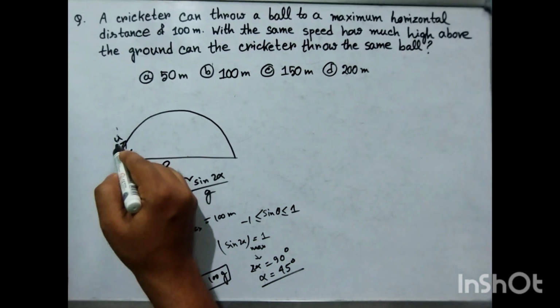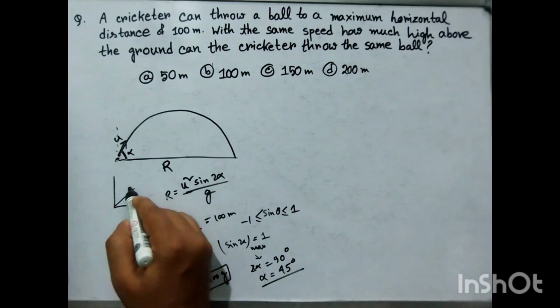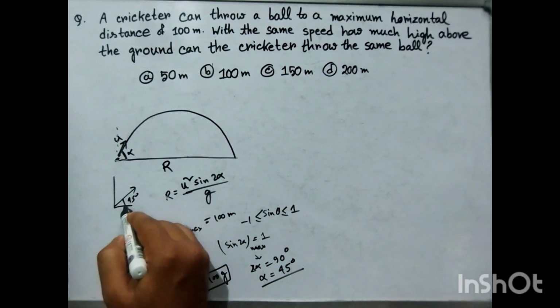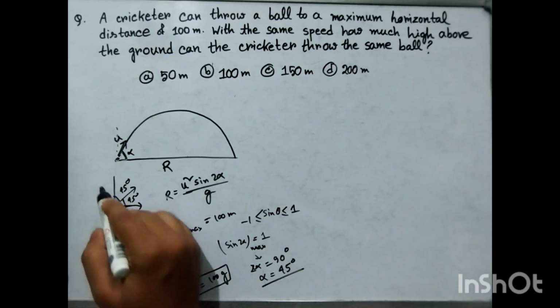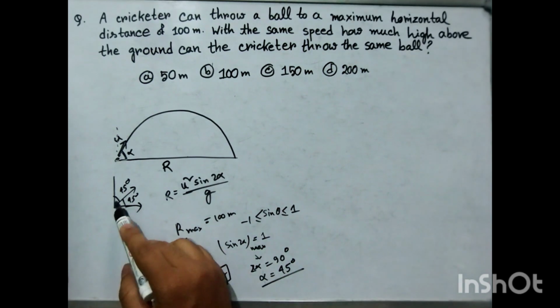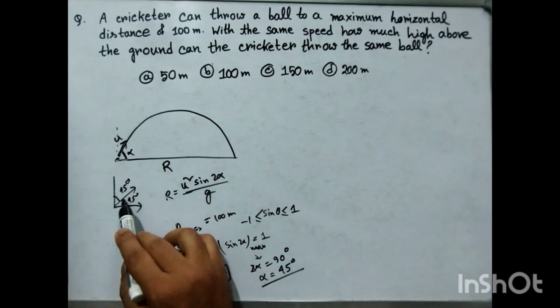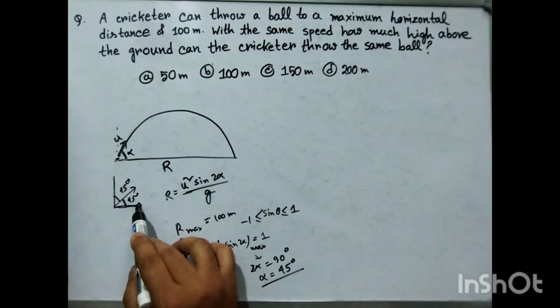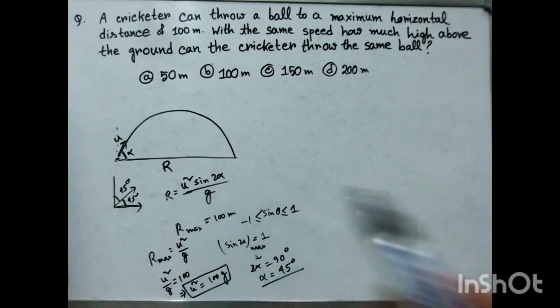So if you throw a ball with angle 45 degree with horizontal, you can see that if from horizontal this is 45 degree, then with vertical it will also be 45 degree. 45 plus 45 equal to 90. So if you throw the ball at a 45 degree angle, then it will reach the maximum horizontal range.